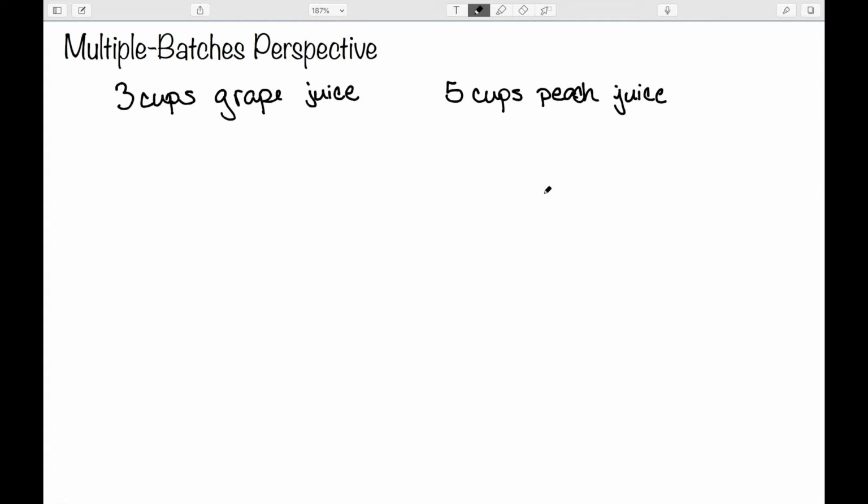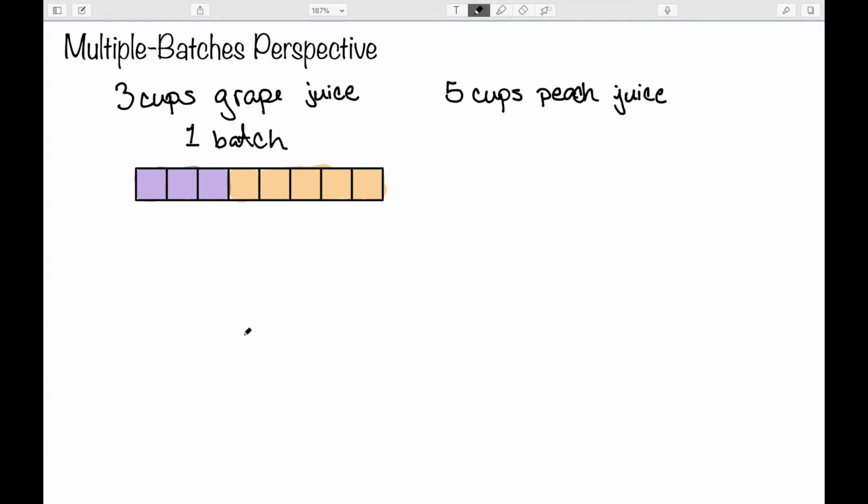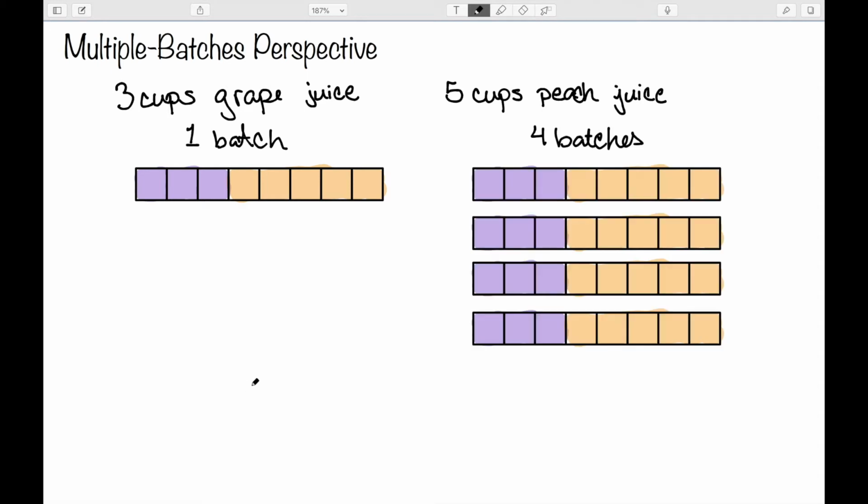Well, we can think of the original mixture as one batch. So here I have my mixture. I have 3 cups grape and 5 cups of peach juice. Like I said, this is one batch. And I want to make several copies of that batch and then combine them. Because if I do that, that combination will have the same flavor and color as the original. So here I made 4 batches, and if I combine all of them, like I said, it'll have the same flavor and color as the original.